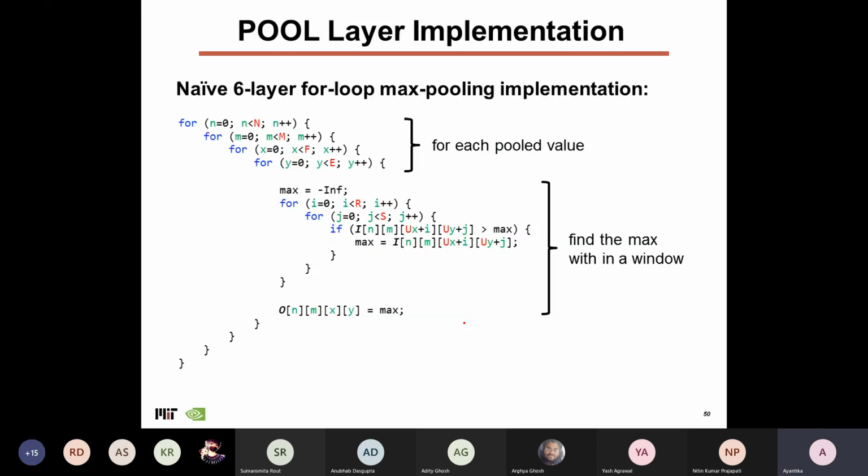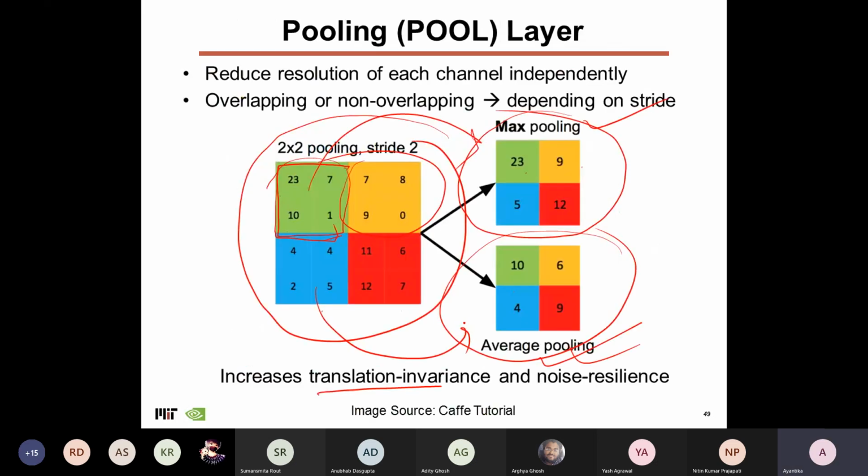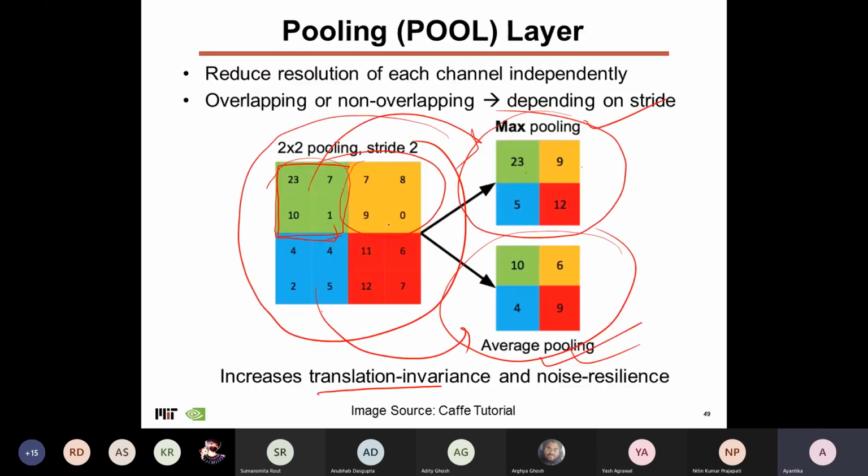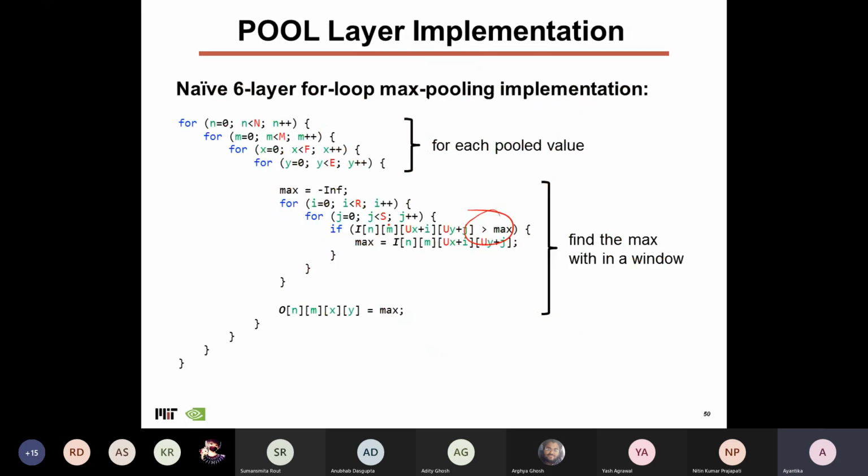Again, to implement this pooling layer, you can see what you need. You need some traversal of these array or matrix values, and then a max comparison. Or, when you are talking about average pooling, this part will be replaced by some average computation.